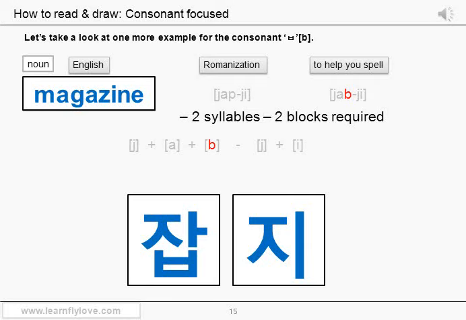The first consonant is J, like J in English. And the vowel is A. And the final consonant is B, like B in English. So it would sound like J, cha, chap, chap.